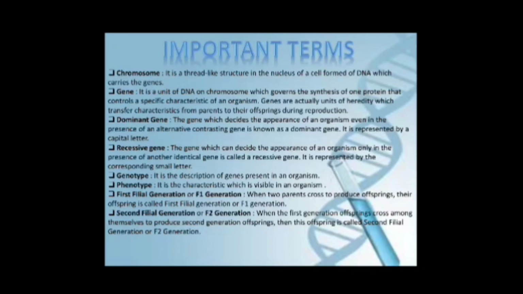First filial generation or F1 generation. When two parents cross to produce offspring, their offspring is called the first filial generation or F1 generation. Second filial generation or F2 generation. When the first generation offspring cross among themselves to produce second generation offspring, then this offspring is called the second filial generation or F2 generation.